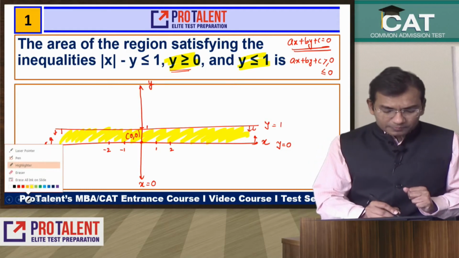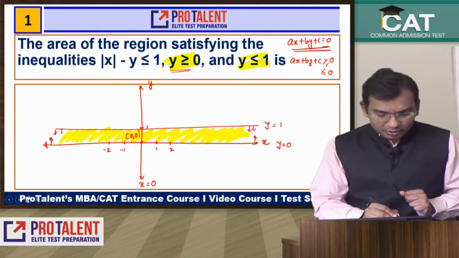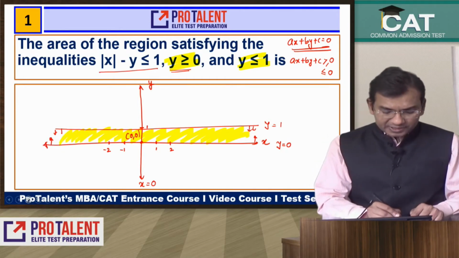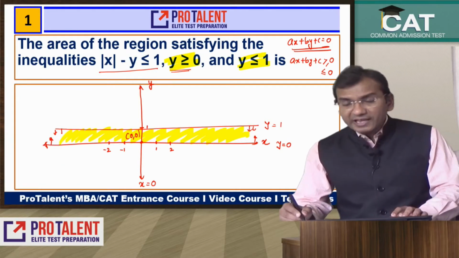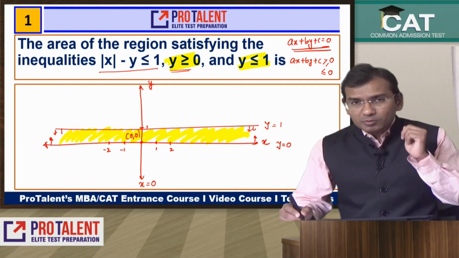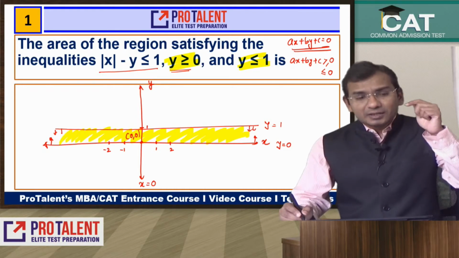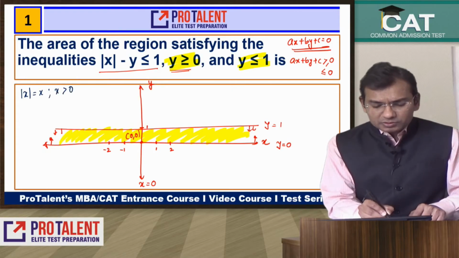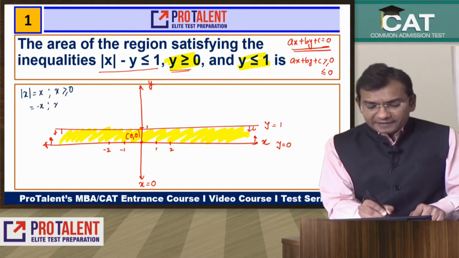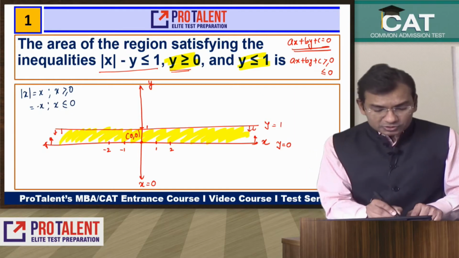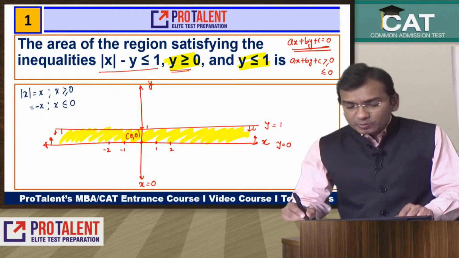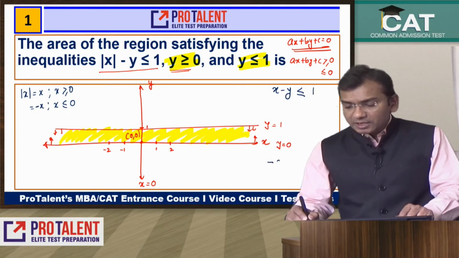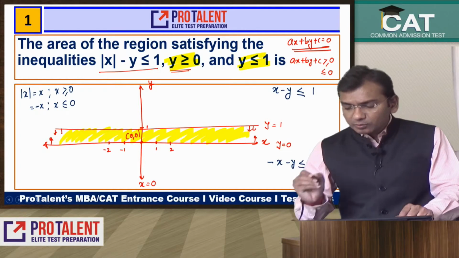Now we have to go and check one very important part, that is this particular part. Let's see this. What is the equation we have? This is a modulus, so there are two equations getting created. We know modulus of x is equal to x if x is greater than or equal to 0 and is equal to minus x if x is less than or equal to 0. Yes or no? So what I get are two equations: x minus y is less than or equal to 1, and another equation, minus x minus y is less than or equal to 1.